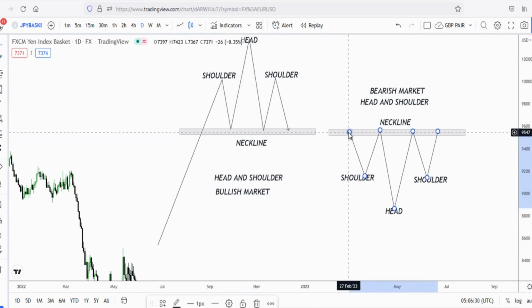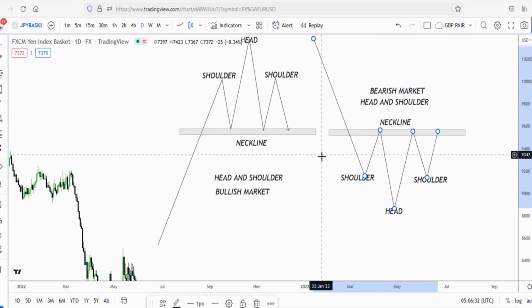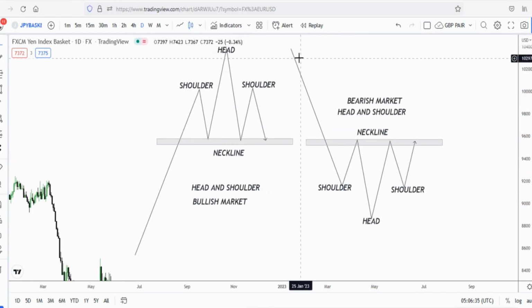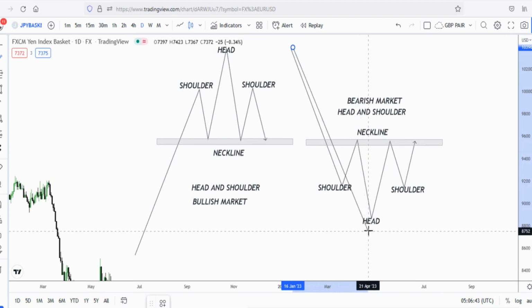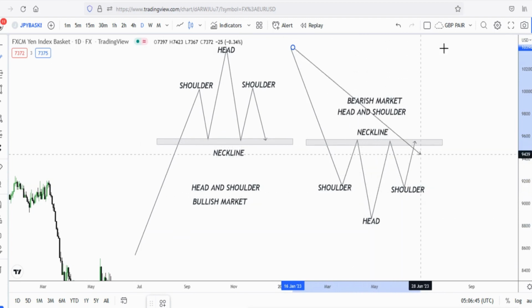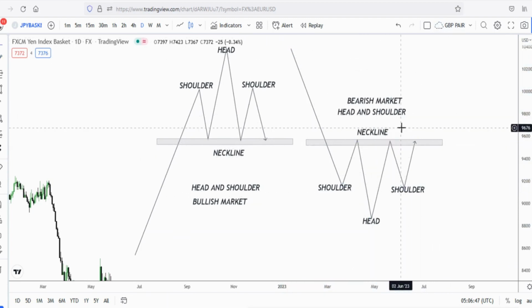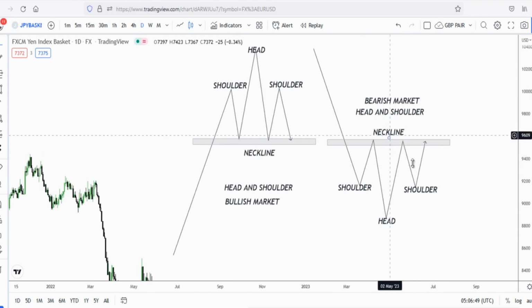Why this one? If I extend these arms up here, the price is coming down in a strong impulse downwards, and then it goes up, comes down, goes up, goes down, and then it goes up. So this is for a bearish market. This happens in a bearish market, and the other happens in a bullish market.